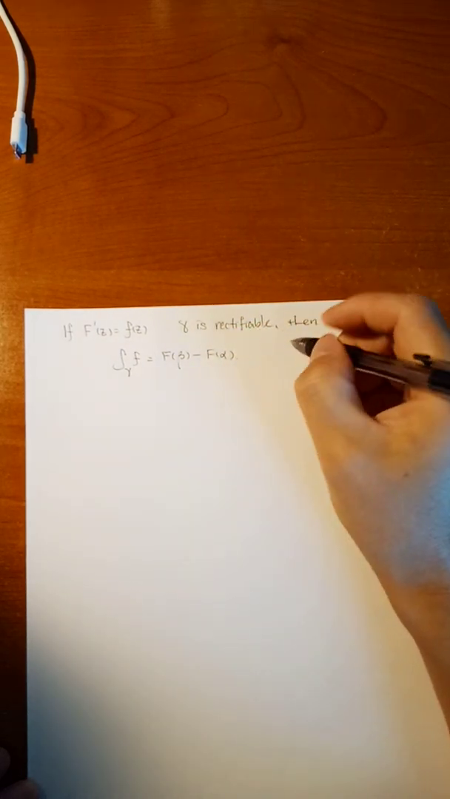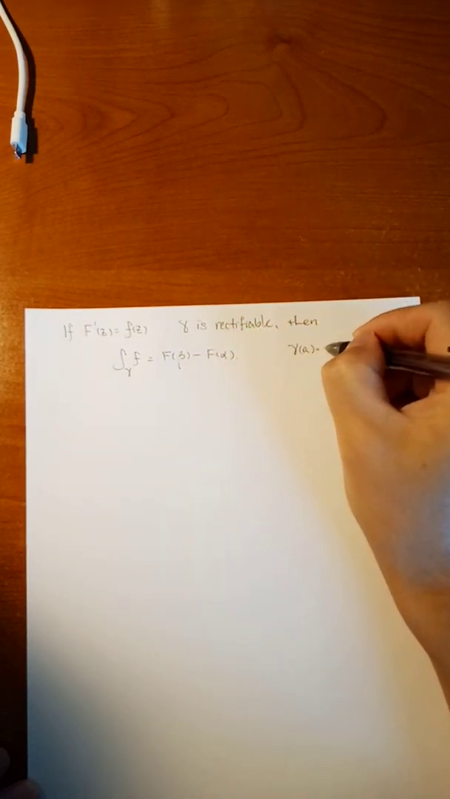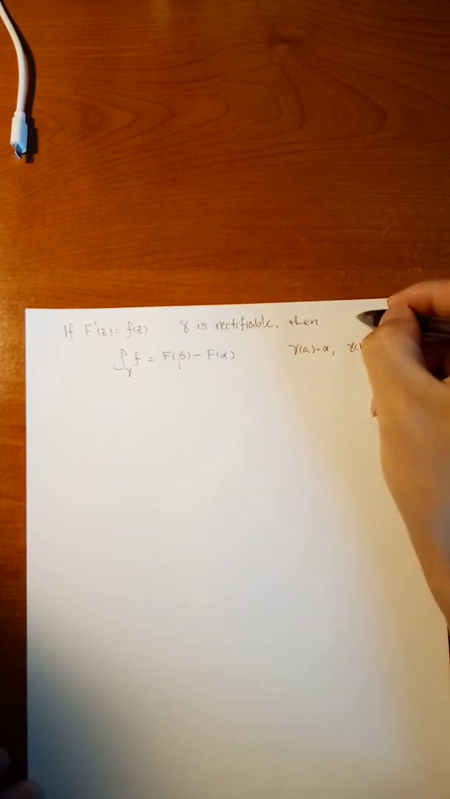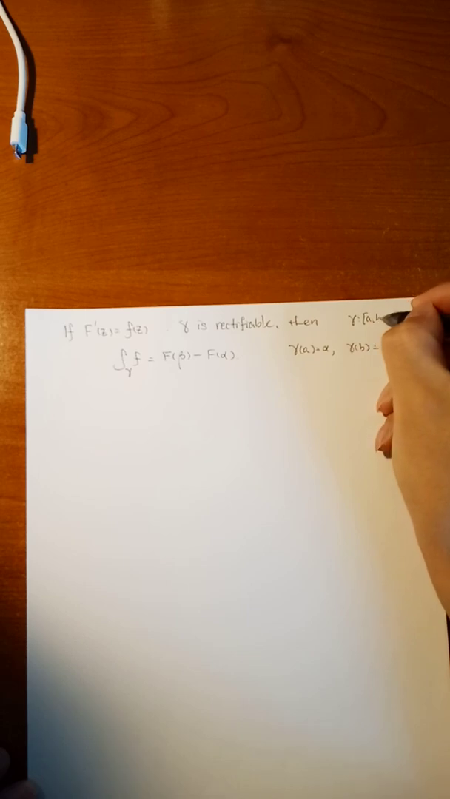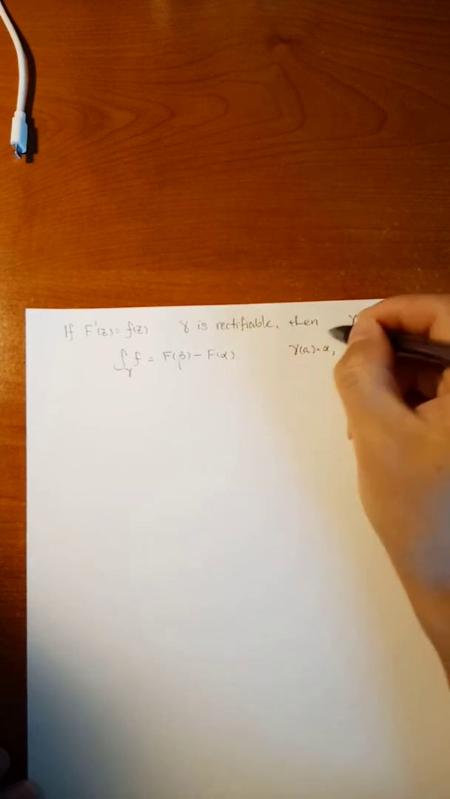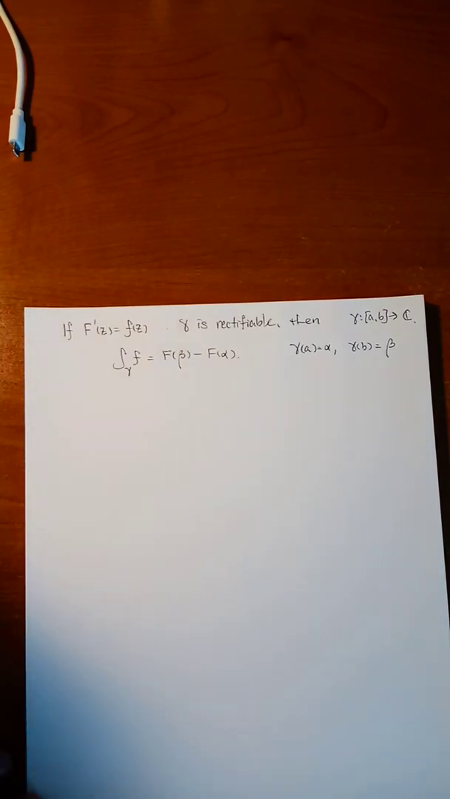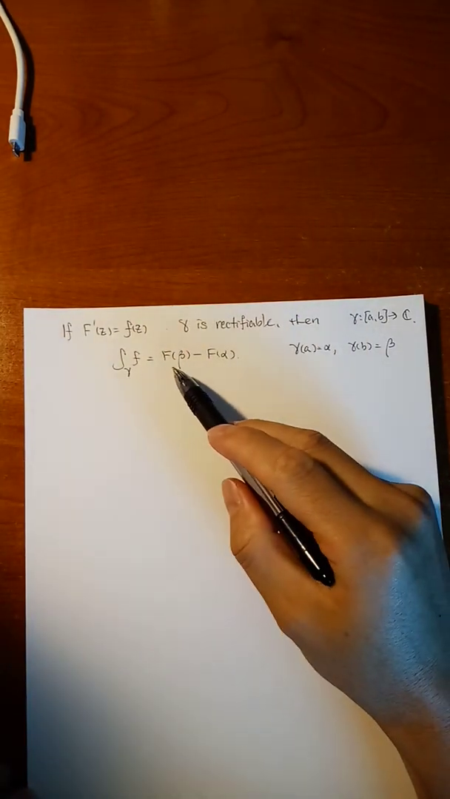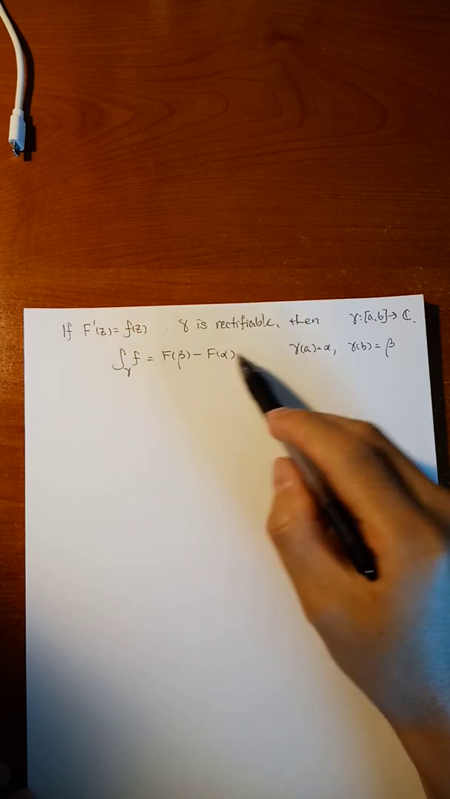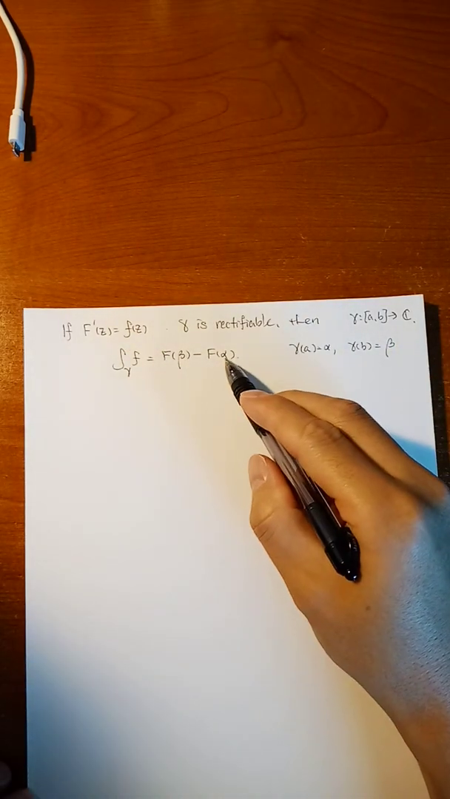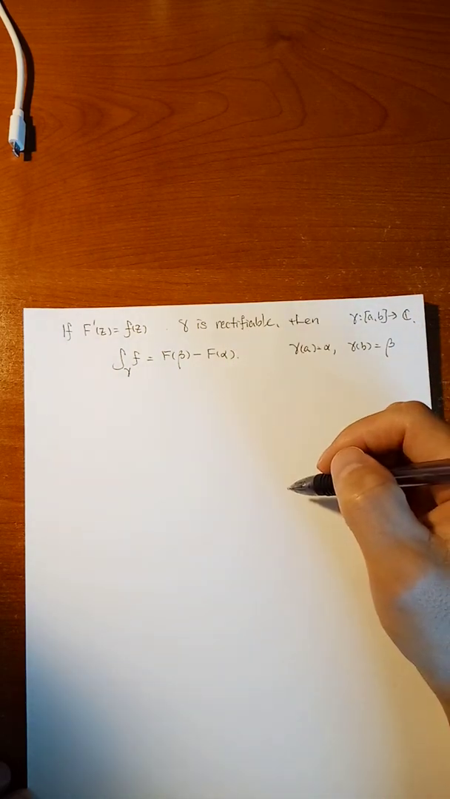Here alpha is gamma of A, beta is gamma of B. Remember that gamma is from [A, B] to C, right? So that's our fundamental theorem of calculus. The integral only depends on the antiderivative plus the initial and end points.